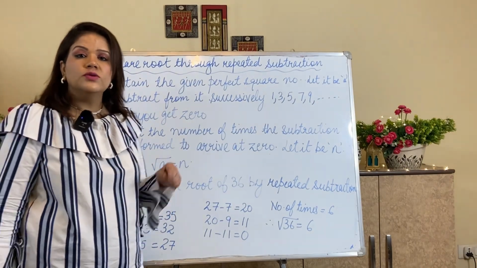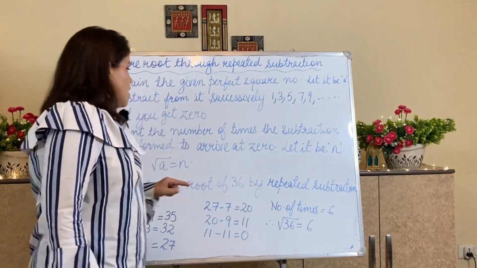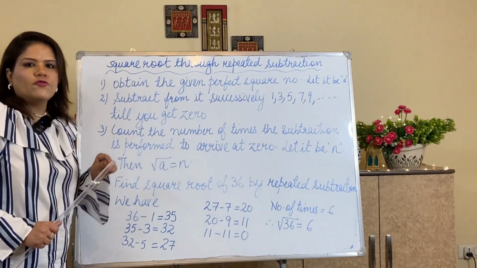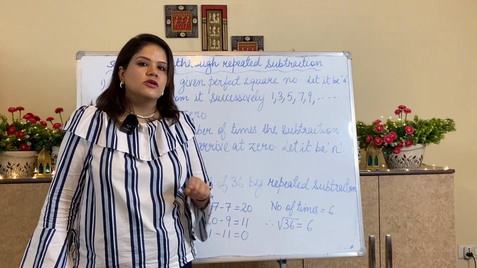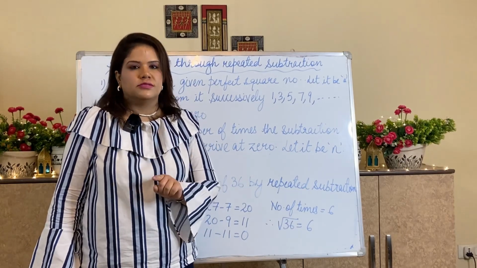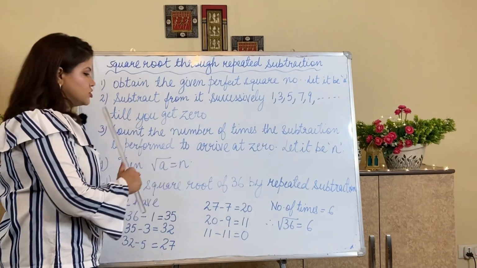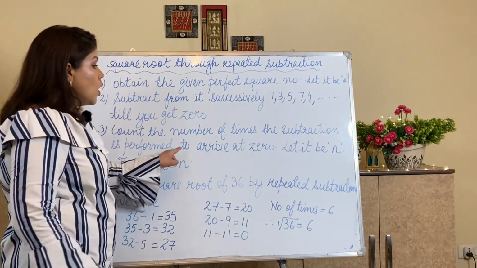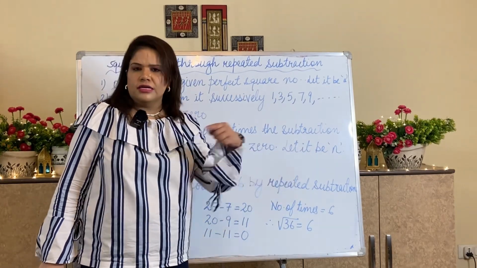How many times you will do the subtraction? Till you are getting 0. Suppose I have got 0 in the fourth step. So the number of times I have done the subtraction is 4. So 4 is my answer. Count the number of times the subtraction is performed to arrive at 0. Let it be n.